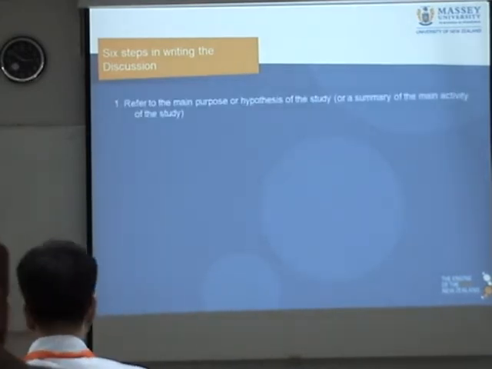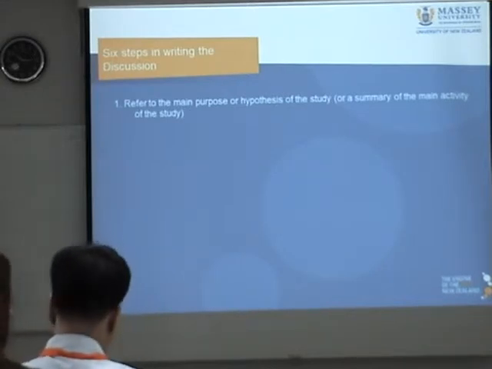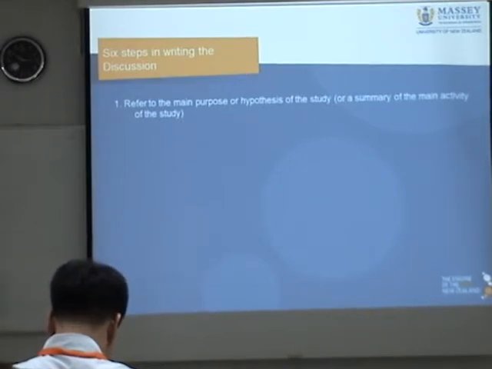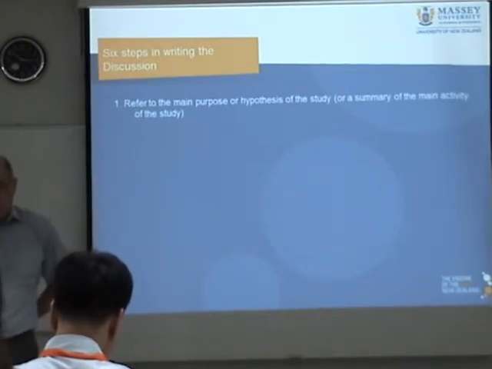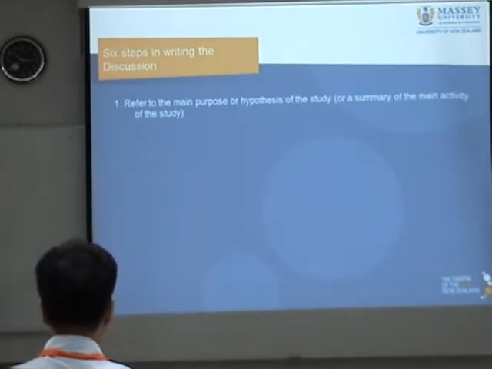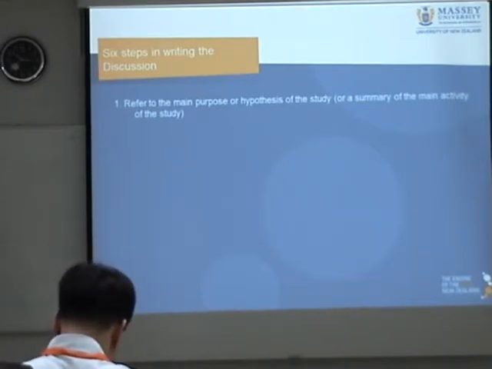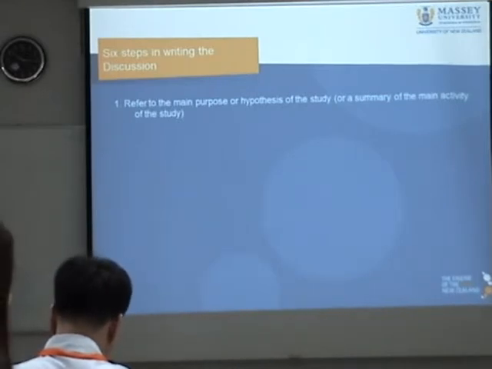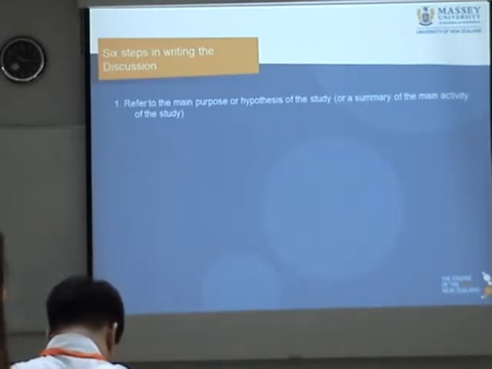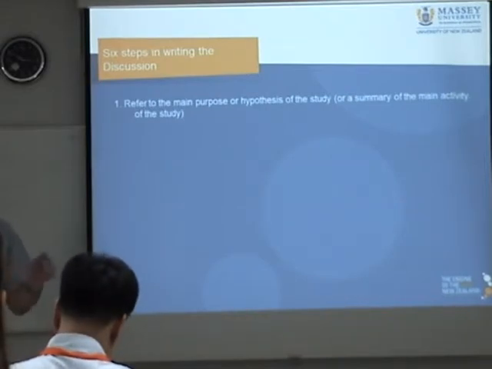Alright, so 6 steps for you to write the discussion section. 6 different processes that you can go through that break up the discussion into manageable pieces. I've already told you the first one. Start with referring to the main purpose of the study, the aim of the study, the hypothesis that you're putting forward. Put that at the start of the discussion. It gets you writing. It's something that you know about. It's easy to put down.